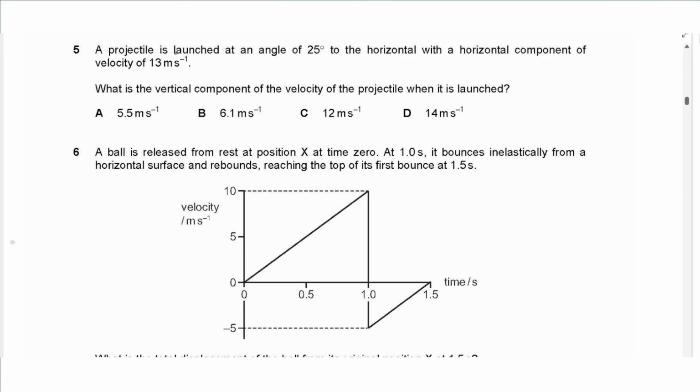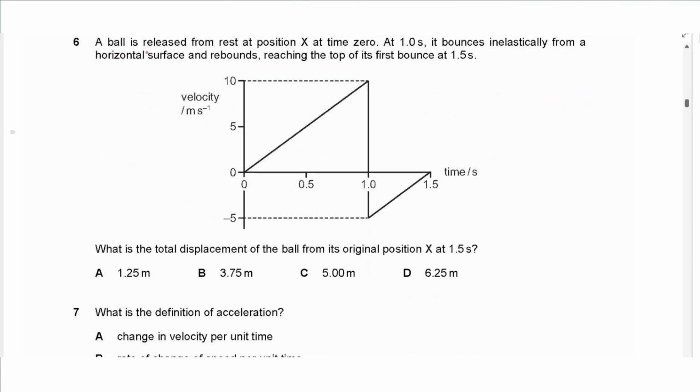Question 5 says a projectile is launched at an angle of 25 degrees to the horizontal with a horizontal component of velocity 30 meters per second. What is the vertical component of the velocity of the projectile when it is launched? So we have the launch angle is 25 degrees to the horizontal, and we have the horizontal component 13, and we need to know the vertical component. We can use the tan. We can say that tan 25 is equal to the unknown velocity over 13, opposite over adjacent. So the unknown velocity is equal to 13 times tan 25. That gives an answer of 6.062, which is approximately 6.1. So the answer is B.